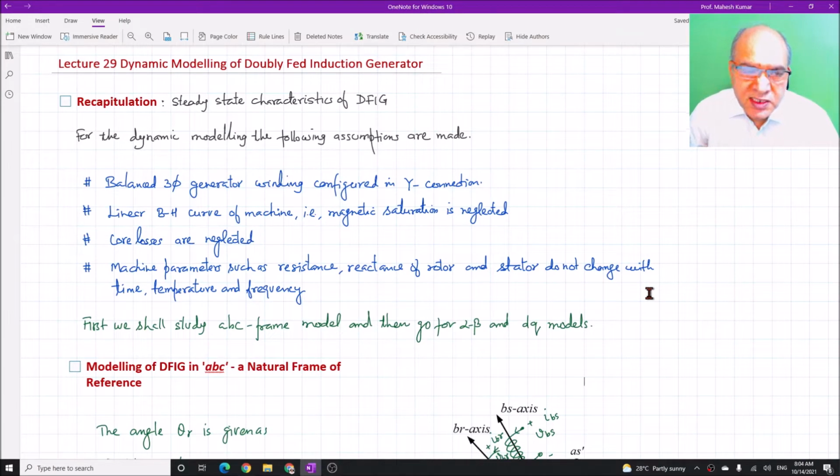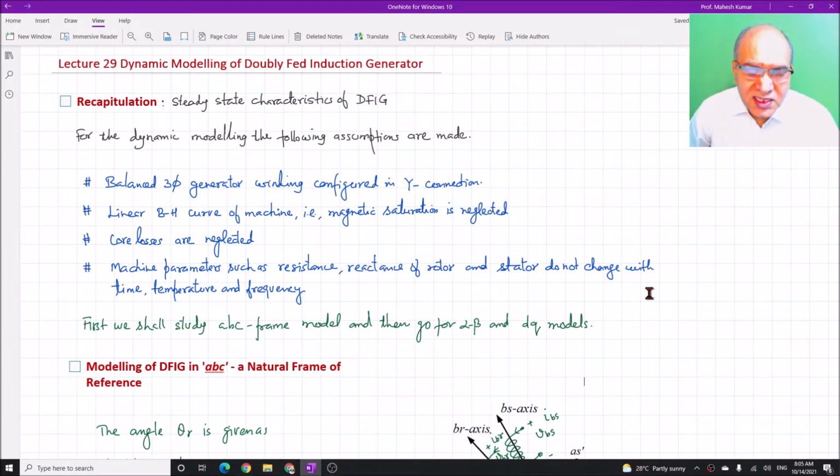In the previous class, we have learnt about the behavior of DFIG in respect of the various slips and the wind velocity. And we have seen how the power flow takes place between the various units of the DFIG, like wind turbine side, grid side, and between the rotor and the stator. Today we will discuss the dynamic modeling aspect of the DFIG.